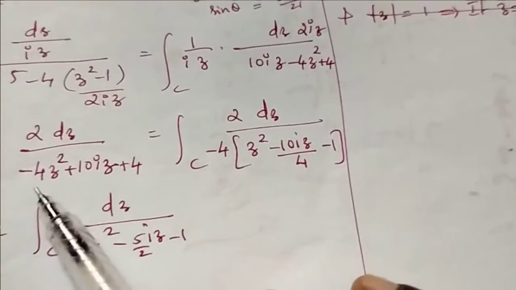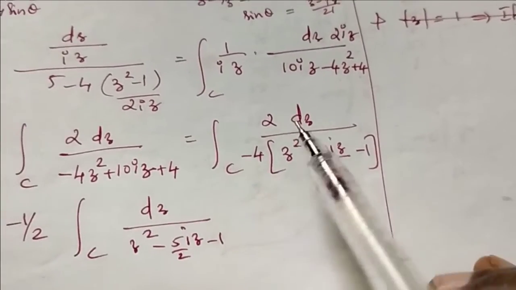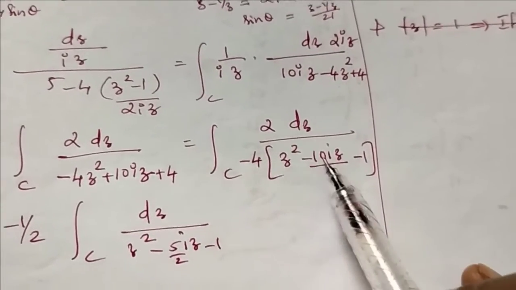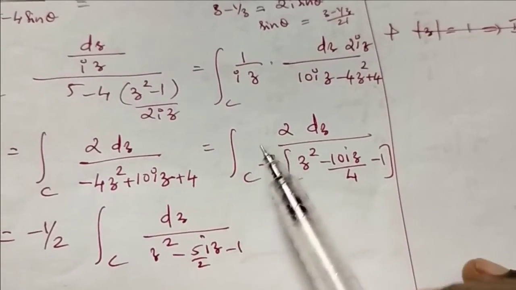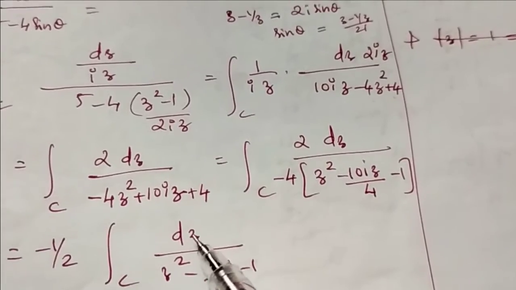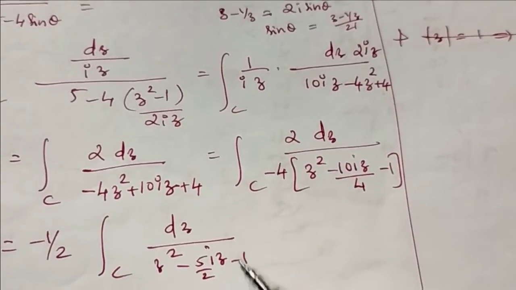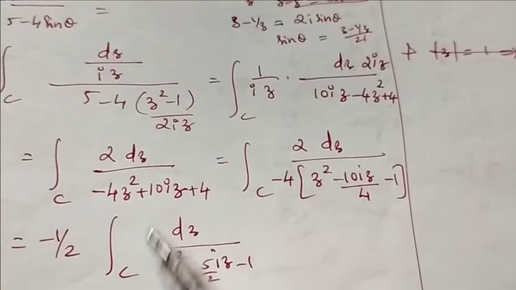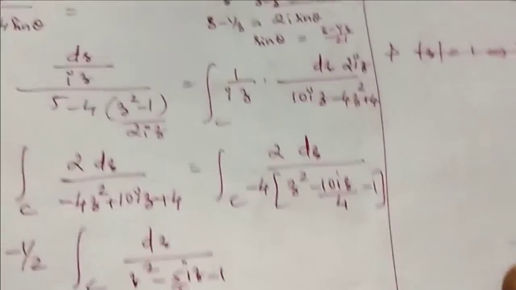Okay, so it is 2 dz by, we can take minus 4 outside, so minus 4 into z square minus 10iz by 4 minus 1. Okay, so it is 2 by minus 4, which is minus 1 by 2, integral over c dz by z square minus 10 by 4, that is 5 by 2, iz minus 1. So this is the f of z, the function f of z is this one.